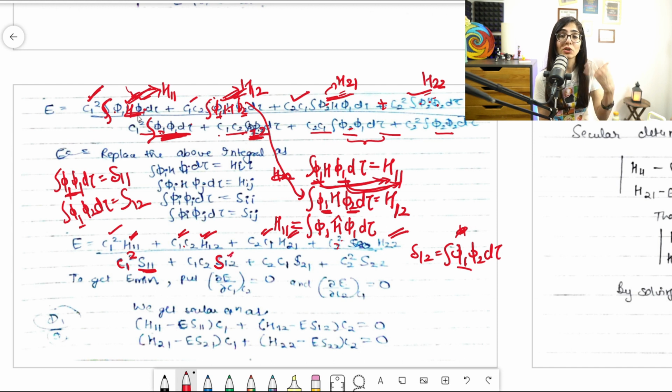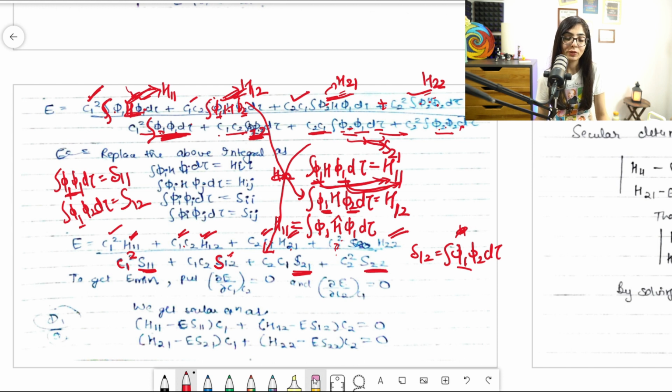So don't get confused about why you are not writing it as H, because in H it was in between. Here no H or any other operator is there. Clear? So this is C2 C1, you will write C2 C1 exactly, and then phi 2 phi 1 d tau, so this will be replaced by S21. So you will be writing S21 over here, and same with this C2 square and phi 2 d tau, so it would be S22.